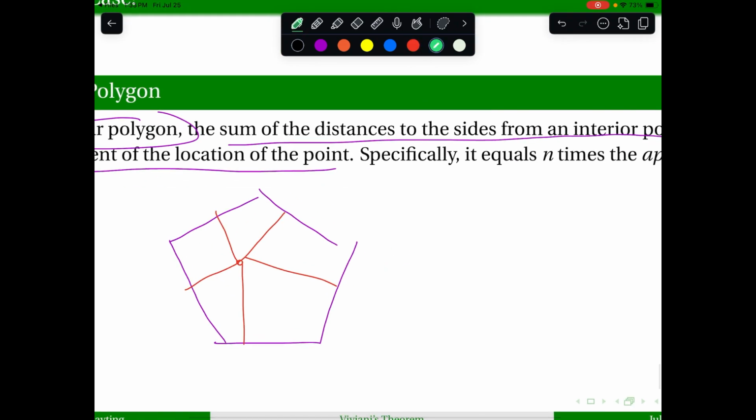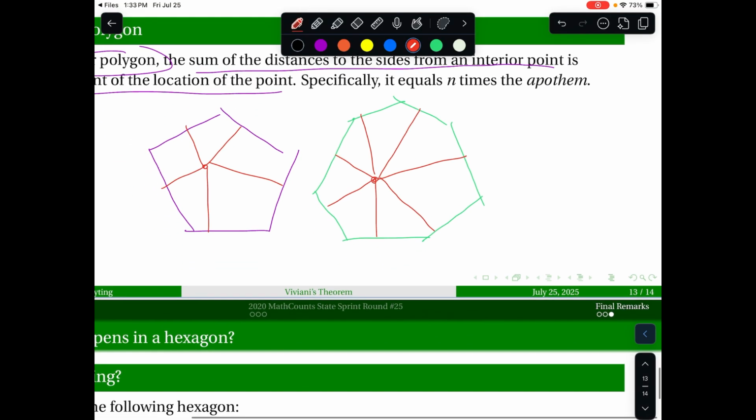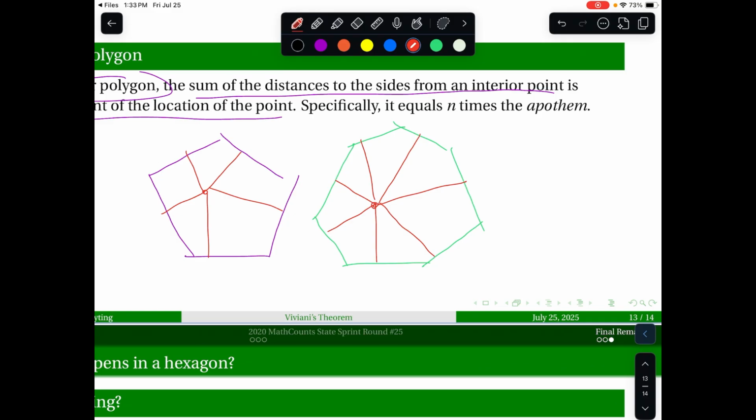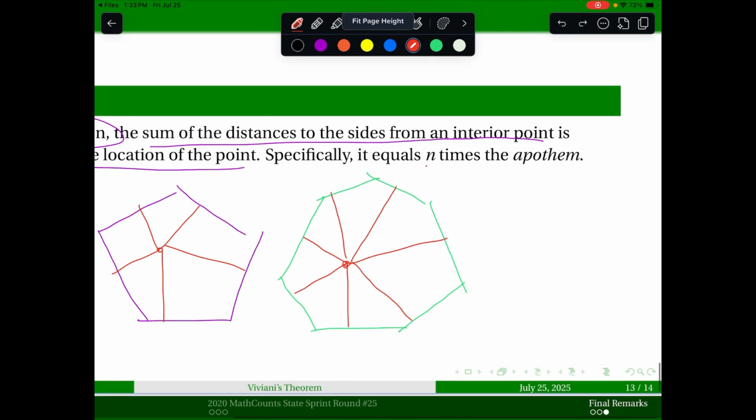Maybe you want to draw a heptagon. So let's draw that. Not the best, okay? You want to take the distances from each of the sides. These distances are all going to add up to the same thing. You can do this for any polygon. Maybe it's not a 5-gon, maybe it's not a 7-gon, maybe it's not an equilateral triangle. Anything that's a regular polygon. Regular means that all the sides are equal and all the angles are equal. And the sum equals n times the apothem.